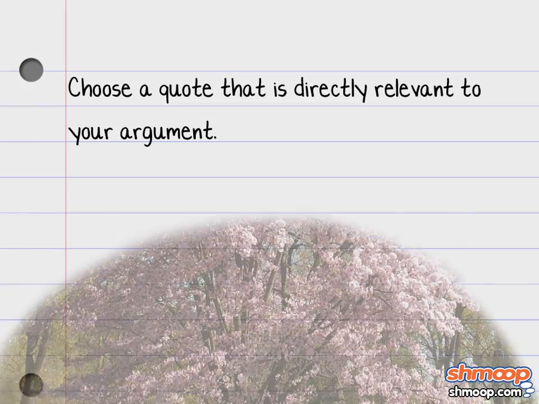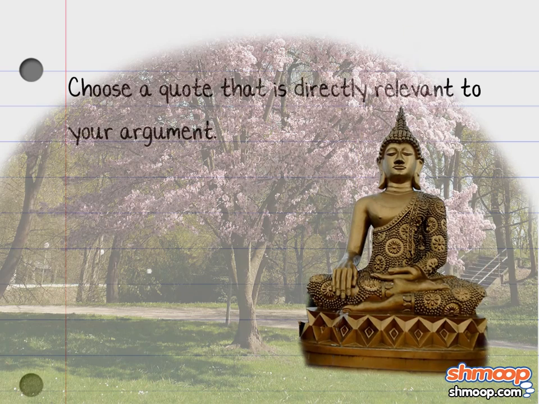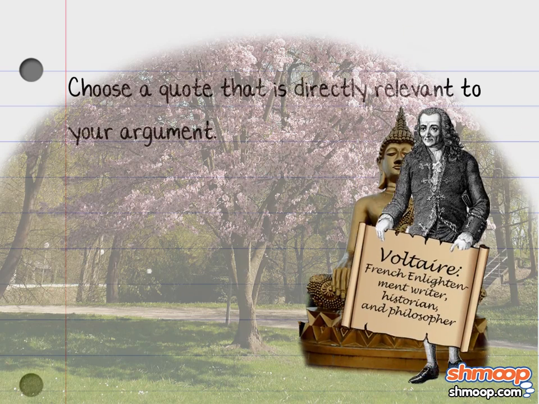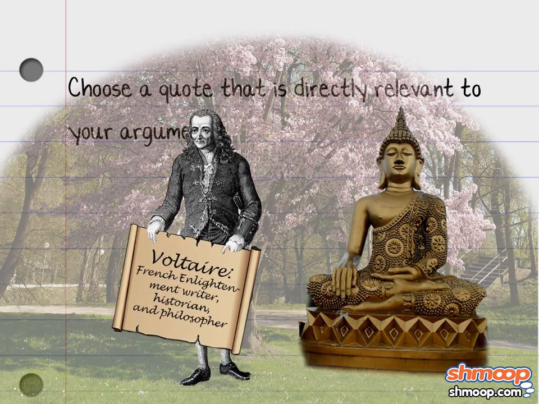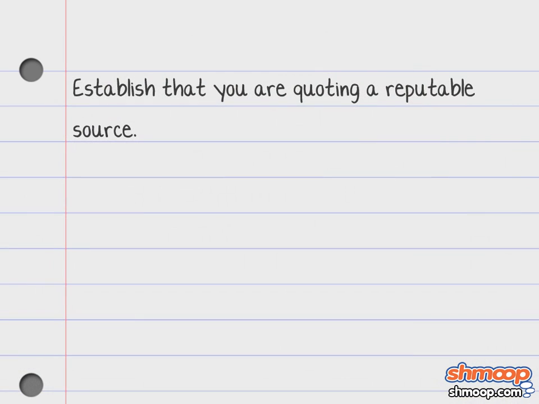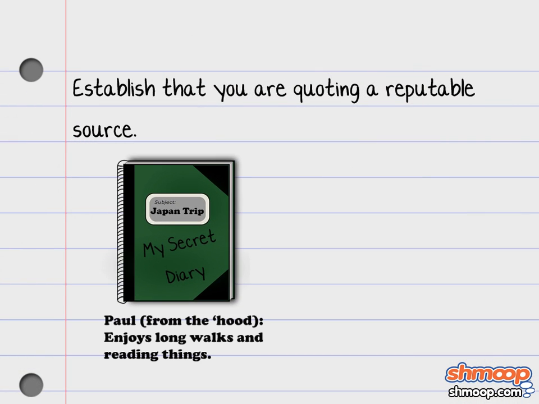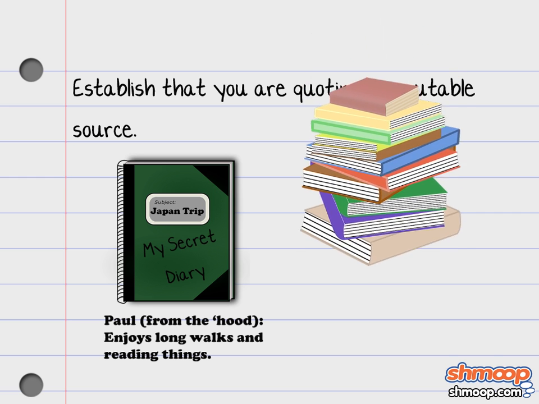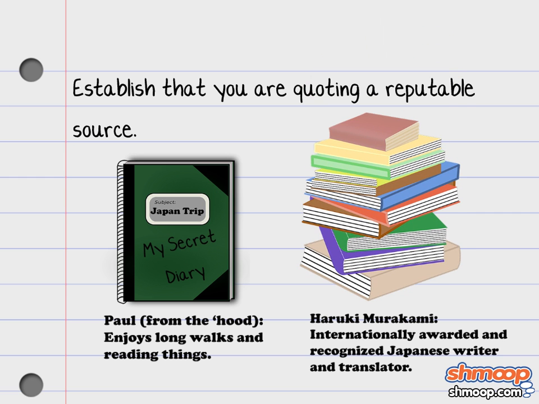First, be sure that the quote you choose is directly relevant to your argument. Even the most striking Voltaire quote will fall flat in an essay about modern Japanese literature. You should also establish that you're quoting from a reputable source. Paul from the neighborhood might have kept an impressive diary during his trip to Japan. But wouldn't a quote from, say, Haruki Murakami leave a stronger impression on your reader?